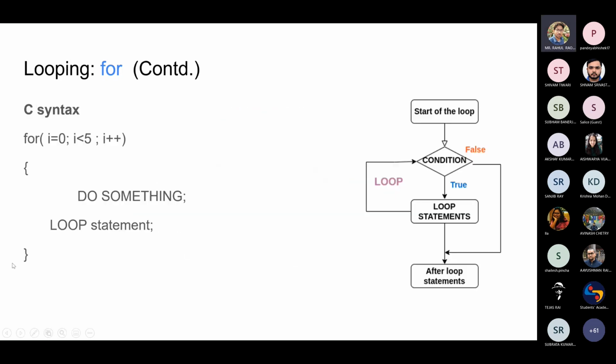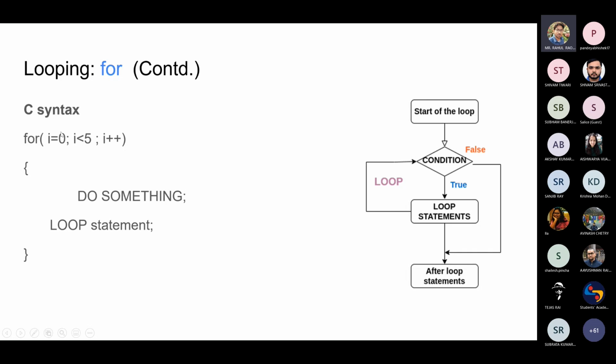In C, we define the loop like the for loop like this: for i is equal to 0, i less than 5, i plus plus, do something, or any loop statement. It can be represented using a diagram like this: start of the loop, and there is a condition checking, and if this condition is true, we execute the loop statement, and after that we again go to the condition checking, and in this way we keep repeating this loop until the condition is false. After the condition is false, we execute the after-loop statement.